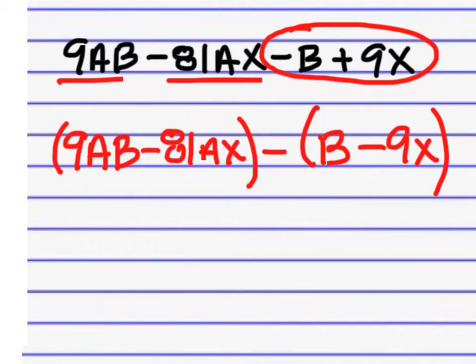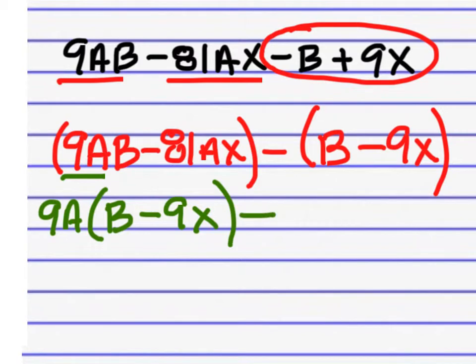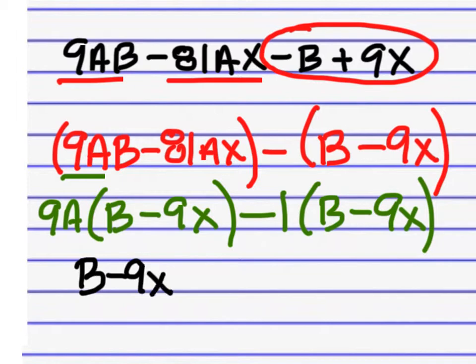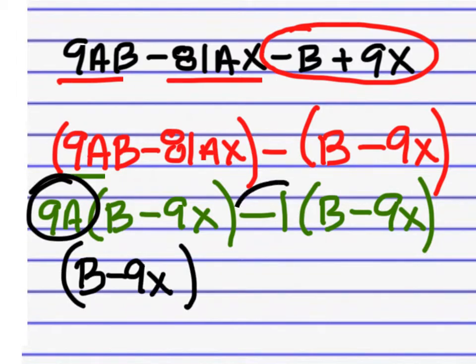Let's see what we can find to factor out. I can take out a 9a from both of those first terms. So 9a times the quantity of b minus 9x. And over here, that's what we have, b minus 9x. What number is here? 1. So we have b minus 9x and then 9a minus 1.